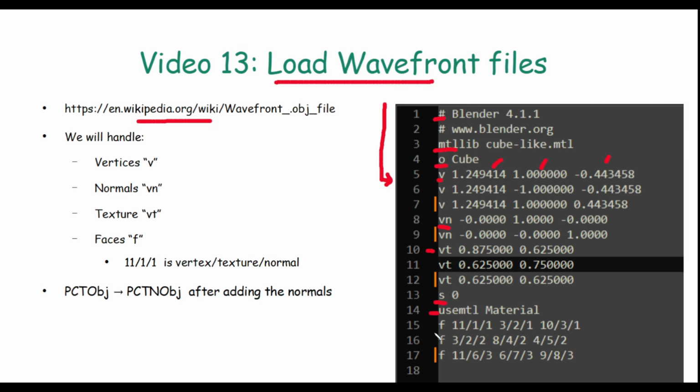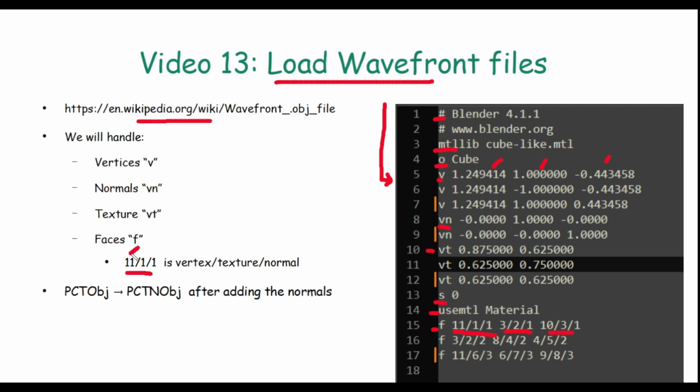Then we have the faces, and each face, as you can see, starts with the letter F. Then we have 3 parts, so 1, 2, and 3, and each one of these parts represents a vertex. To draw a triangle, we need 3 vertices. This is the data of these 3 vertices, and this data is arranged as follows.